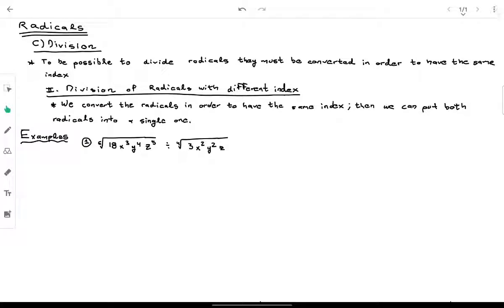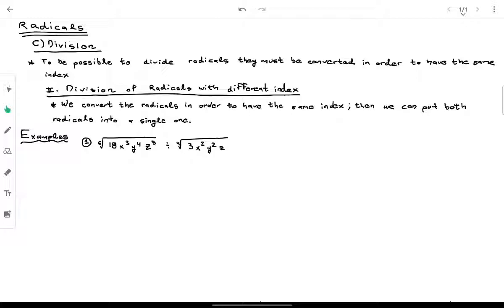So today we will continue with division of radicals, but exactly the topic when we have different index on the radicals. It's going to be very similar to multiplication of radicals with different index, because the first thing we need to do is convert our radicals in order to have the same index. We need to look for a common index between the ones that we have, and after that it will be a normal division of radicals.